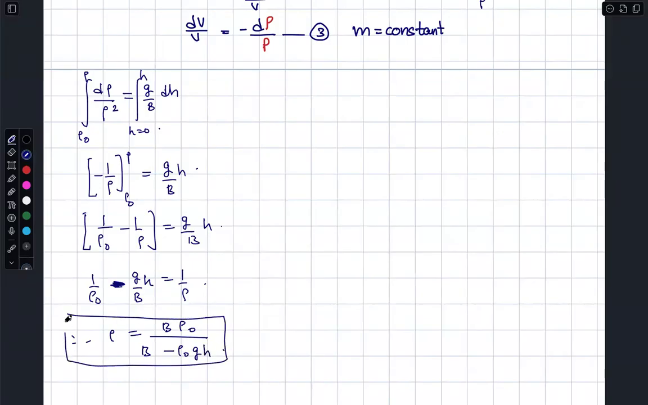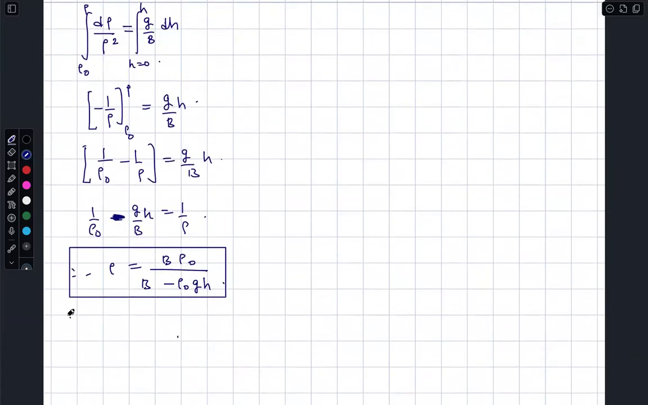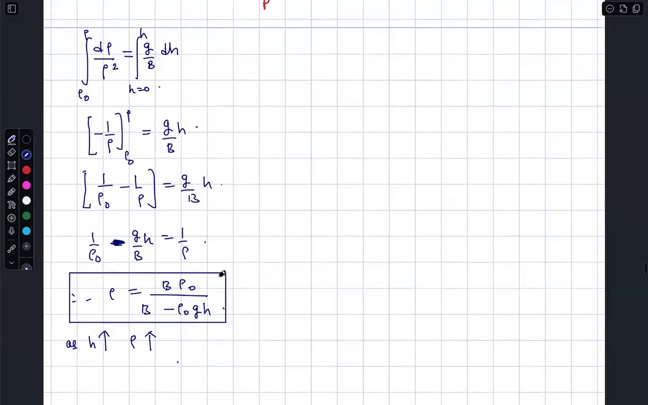What this indicates is, as you go deeper, as h increases, rho increases. That's all. Why? Denominator decreases, fraction increases. This is about the density. One more important point, the pressure aspect. One thing is clear, B times d rho by rho is dP, from the definition of bulk modulus.